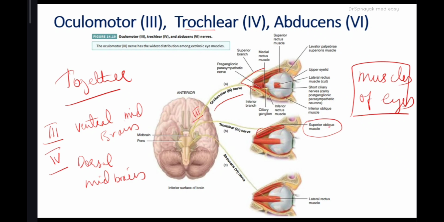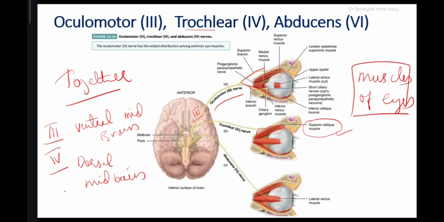And what it is doing, it is helping in the opening and closing of eyelids. Contraction and relaxation of this superior oblique muscle will help with the opening or closing of eyes. Okay, and also it is helpful for movement of eyes.